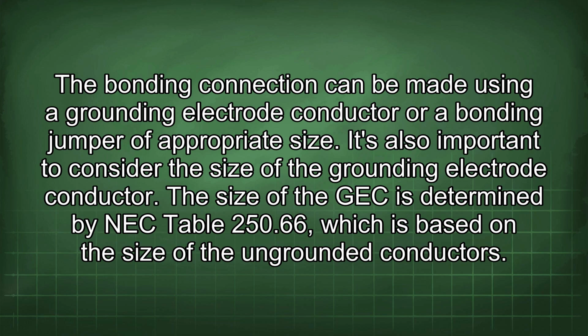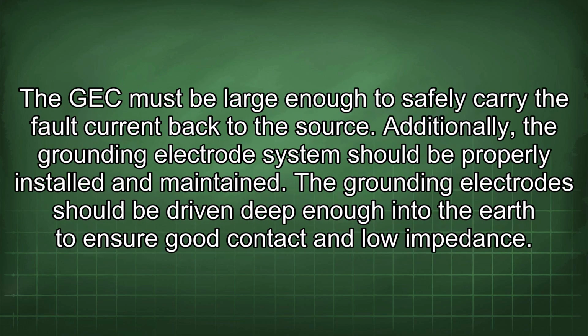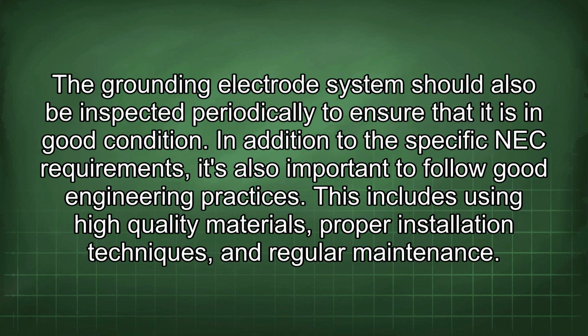The size of the GEC is determined by NEC Table 250.66, which is based on the size of the ungrounded conductors. The GEC must be large enough to safely carry the fault current back to the source. Additionally, the grounding electrode system should be properly installed and maintained. The grounding electrode should be driven deep enough into the earth to ensure good contact and low impedance. The grounding electrode system should also be inspected periodically to ensure that it is in good condition.